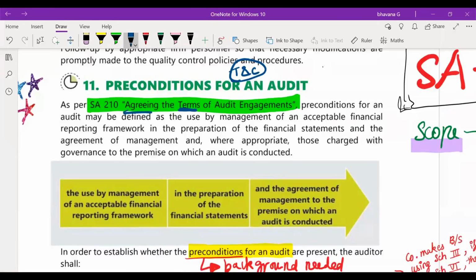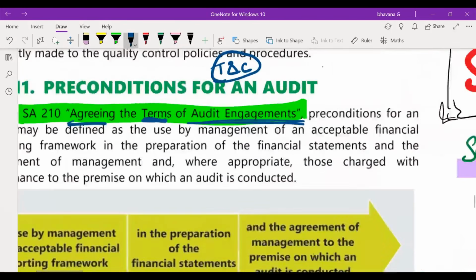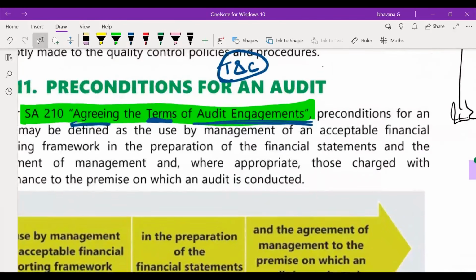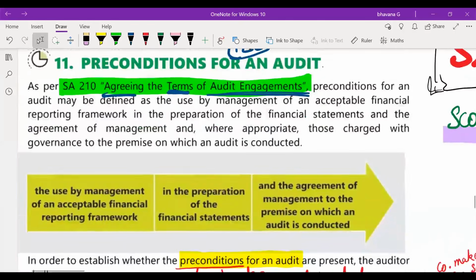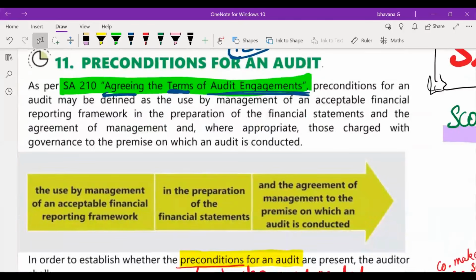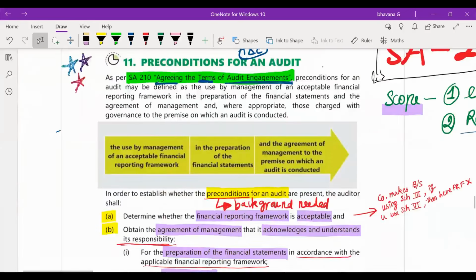So here we don't have to agree to the terms of a ticket or a cancellation policy. Here we have to agree to the terms of audit engagement. You have to agree to the terms of audit engagement. Audit engagement means whenever you are going to do an audit, there will be a few terms. For that you have to agree, or you have to see whether they have agreed. Okay, so this is what is agreeing the terms of audit engagement. I hope the name of SA 210 is clear to you all.